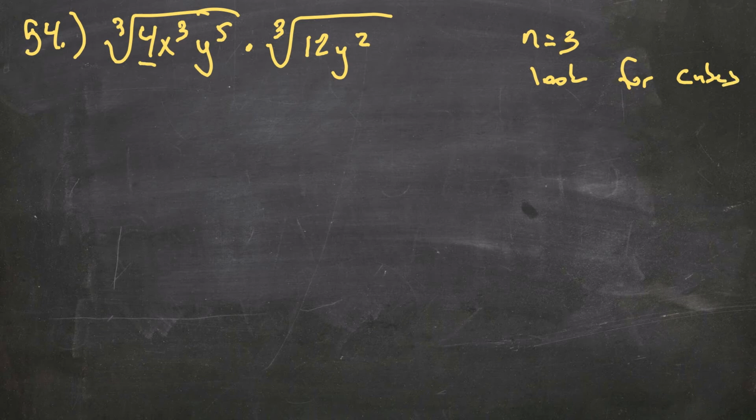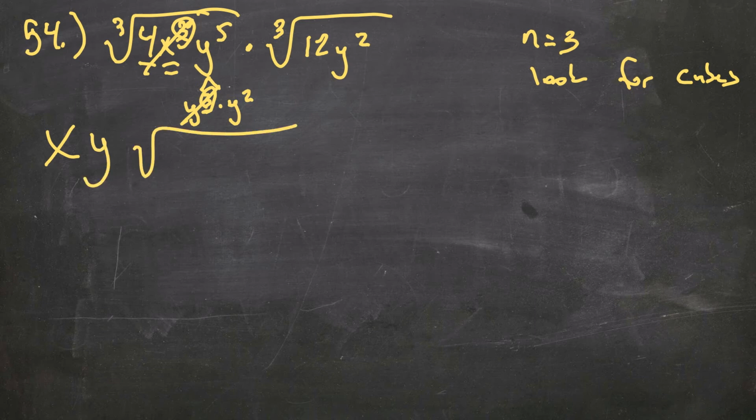So I'm going to look at here. 4, not a perfect cube. He has to stay in jail forever. X cubed has the right key, so he gets to leave jail as x. He's gone. I'm going to rewrite y to the 5th as y cubed, y squared. He has the right key, so he's gone as y. And what stays on the inside is just this 4 and that y squared.